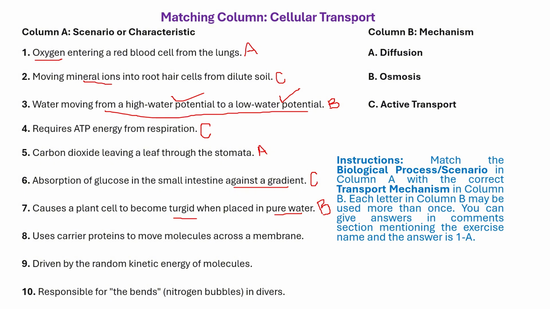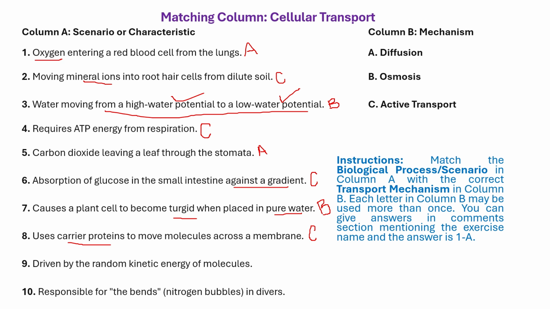Question number 8 is what uses carrier proteins to move molecules across a membrane? Okay, carrier proteins, because this involves the carrier proteins, and carrier proteins are required for the process of active transport. The answer is C, because these carrier proteins are specialized protein gates which use energy to physically flip or rotate molecules across.